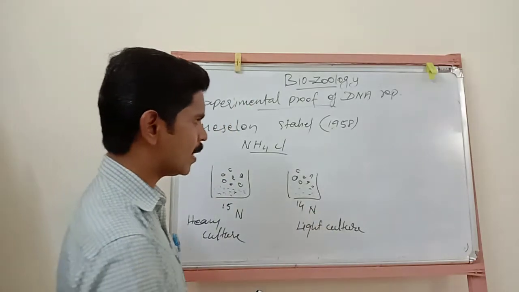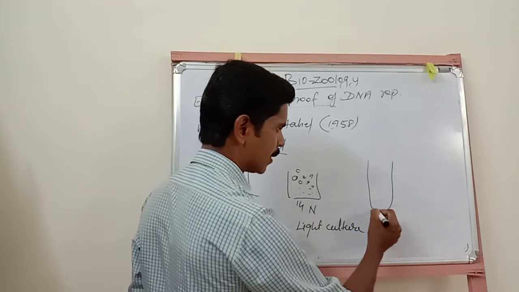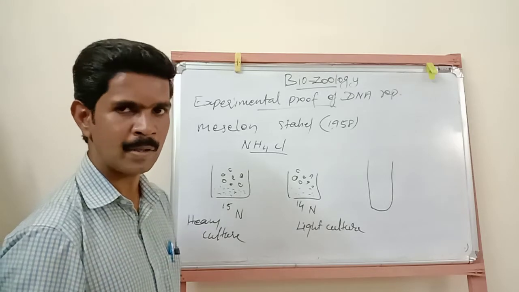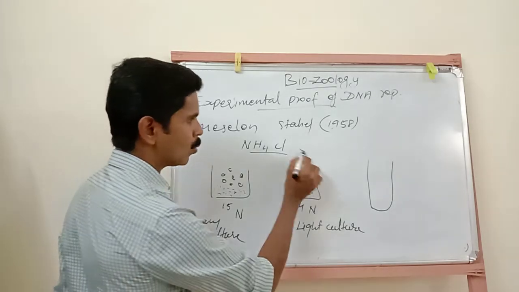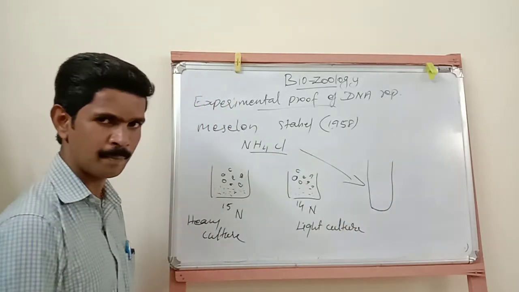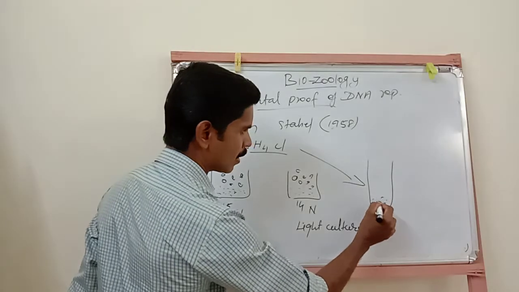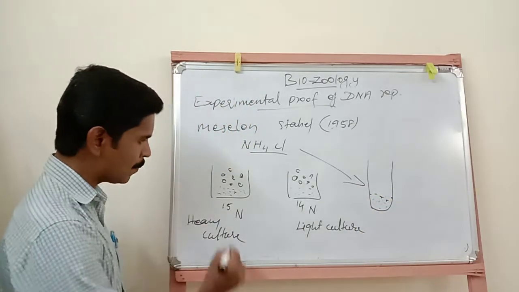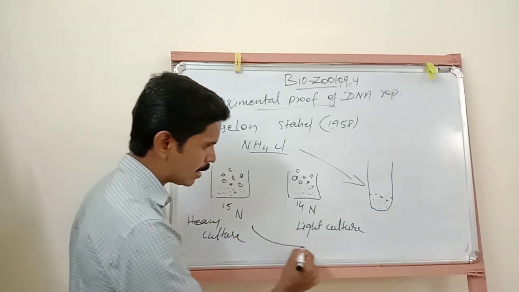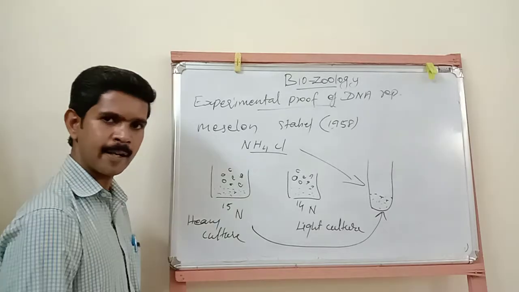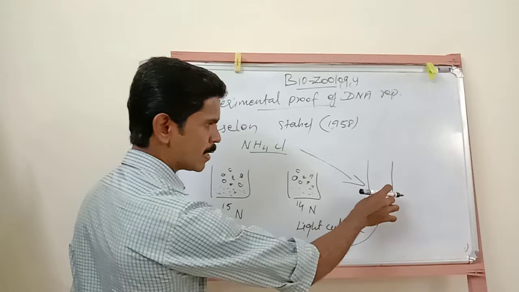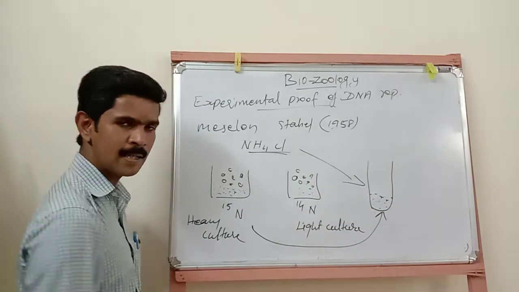Now listen very carefully. They took another culture medium. In this culture medium, they didn't add any heavy or light isotope, but they added one nitrogen source, the same NH4Cl. Now this DNA, already I told you in this culture medium the DNA was there, is transferred to this culture medium, where NH4Cl is already present.